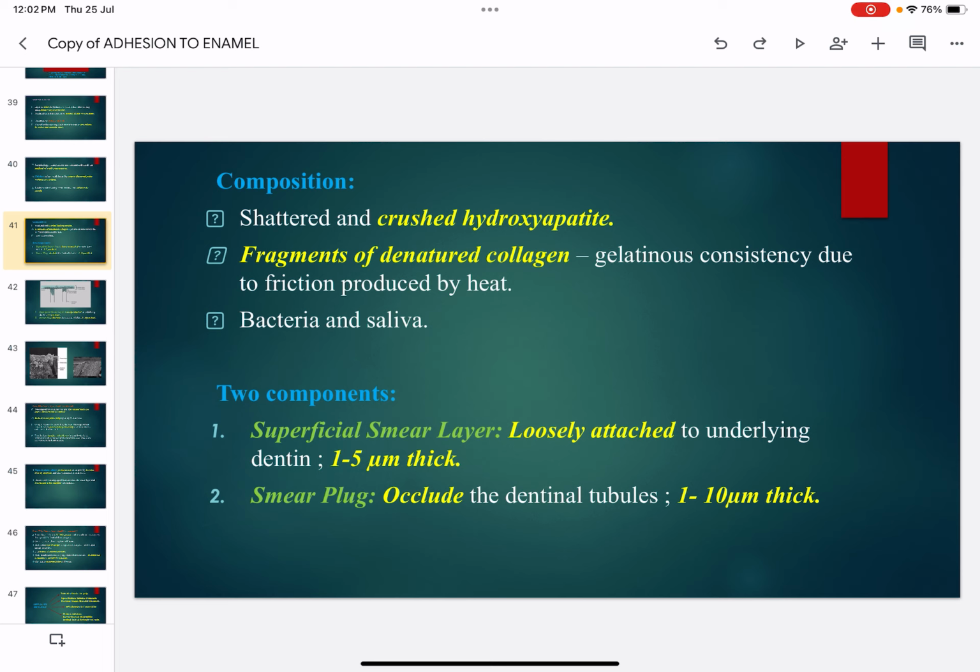Now let us see the main two components of a smear layer. When you view a smear layer under a scanning electron microscope, you will be able to appreciate two major layers. One is a superficial smear layer. Second one is a smear plug. Now the superficial smear layer is a loosely attached layer to the underlying dentin, about 1 to 5 micrometer in thickness. The layer underneath the superficial layer is called the smear plug, which will be seen as occluding the dentinal tubules to a thickness of 1 to 10 micrometers.